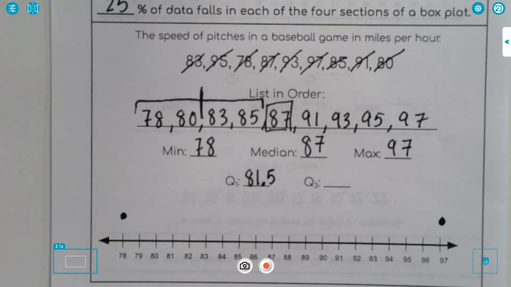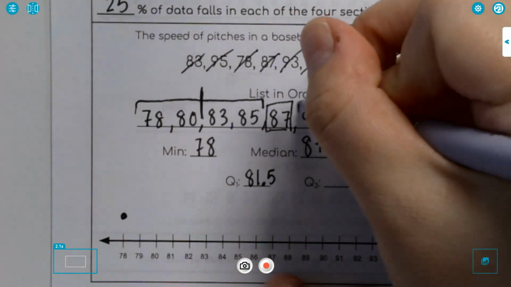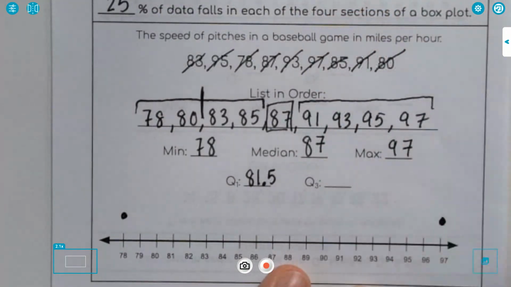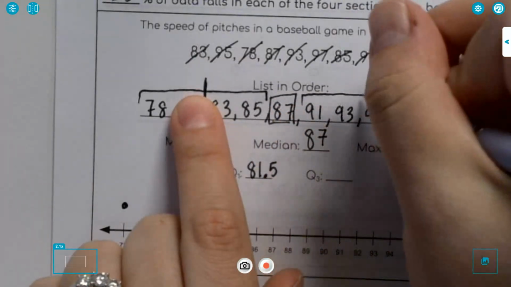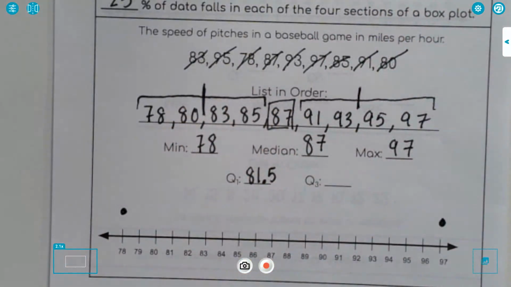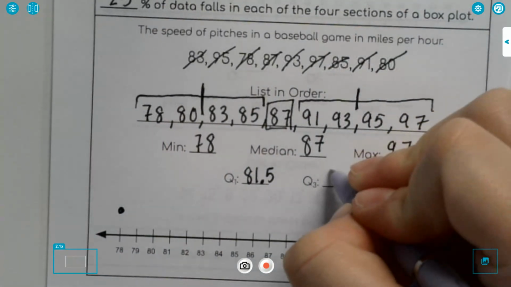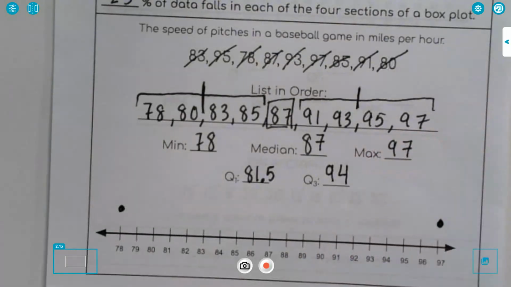Okay, and then for my upper quartile, I'm only looking at these 4 numbers here. So I go from the outsides, these guys, my upper quartile is between 93 and 95. What is in between 93 and 95? 94. Cool. Any questions on finding any of those numbers?